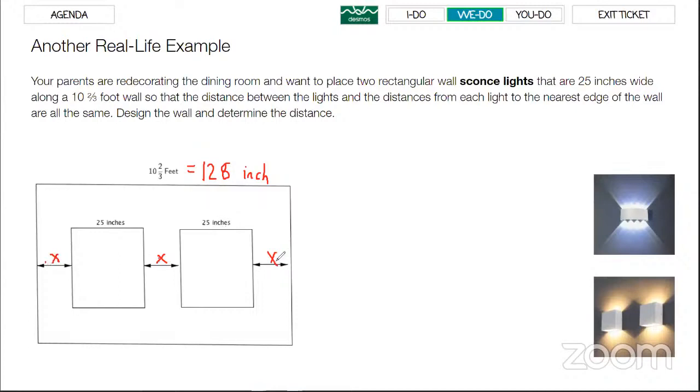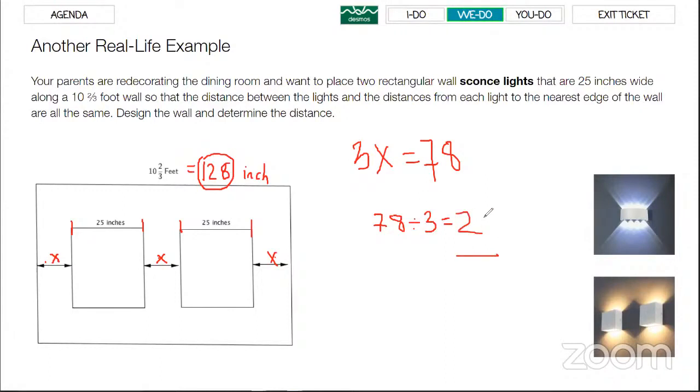So 3x's are equal to what? Because the frames are 25 inches, together it's 50 inches, right? And you need to take away that 50 inches from 128. That would become 78, as you did. So now the last thing is, 3 times what is 78? You said if you divide 78 by 3, I can get the answer. Yes, you're right. That would become 26. Thank you.